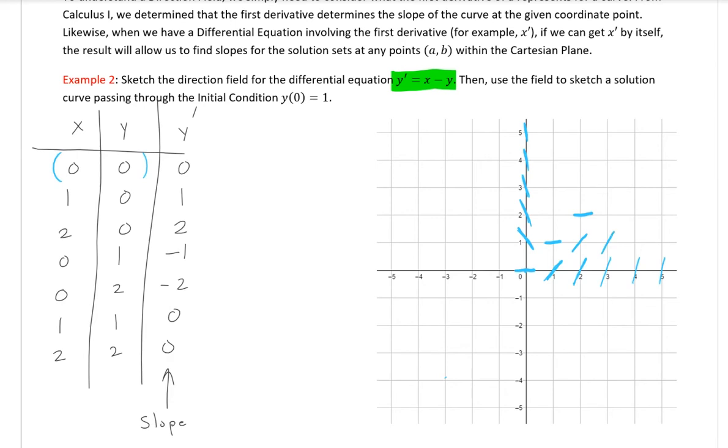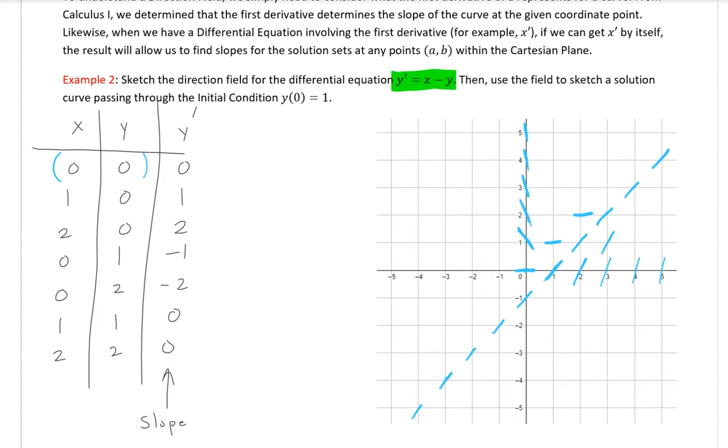But notice where I'm getting some of these common values. At 0, 1, I got a slope of 1. At 2, 1, I got a slope of 1. I'm also going to get that at 3, 2. Going to get a slope of 1. And also here and here. And it's going to continue on. So I'm seeing this pattern. If I ever take these values and subtract them, I'm going to get a slope of 1.